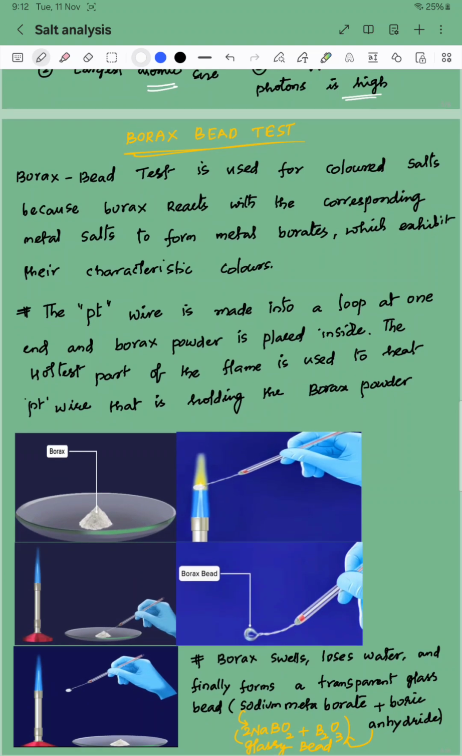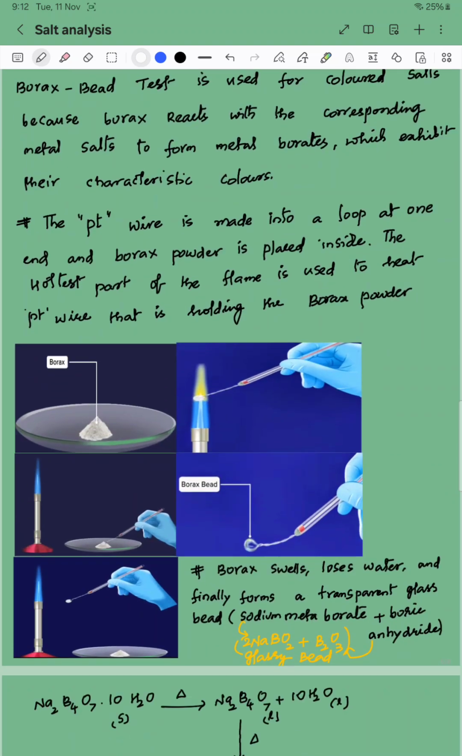Next, this is the last test for the preliminary test, student, borax bead test, right? Now look at the picture I copied here. This is borax, the formula is Na4B2O7.10H2O. This is borax, a white powder. Use a platinum wire and make a loop. Take the borax and put it into the flame. After heating a few minutes, you will get a transparent bead. That is called a borax bead.